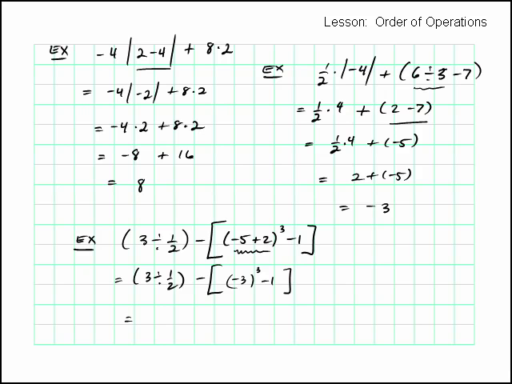Now inside the brackets I have an exponent, so I'm going to take care of that as well. And actually I could take care of the parentheses in the front right here at the same time. 3 divided by 1/2 is the same as 3 times 2 over 1. I have to multiply by the reciprocal. That's going to give me a 6 in the next step. I'm going to cube that negative 3. Negative 3 to the third power is a negative 27.